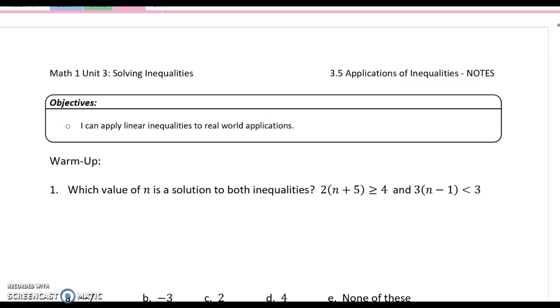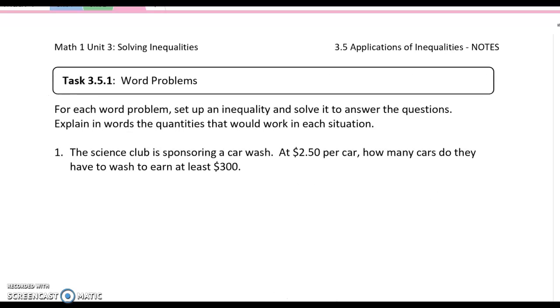All right, moving on to the 3.5 notes, applications of inequalities. We're going to skip that first page of notes and go into the second page here, starting with word problems. Again, as we did with word problems for equations, you have to set up your inequality, then solve it, and then write your summary sentence for that particular problem.